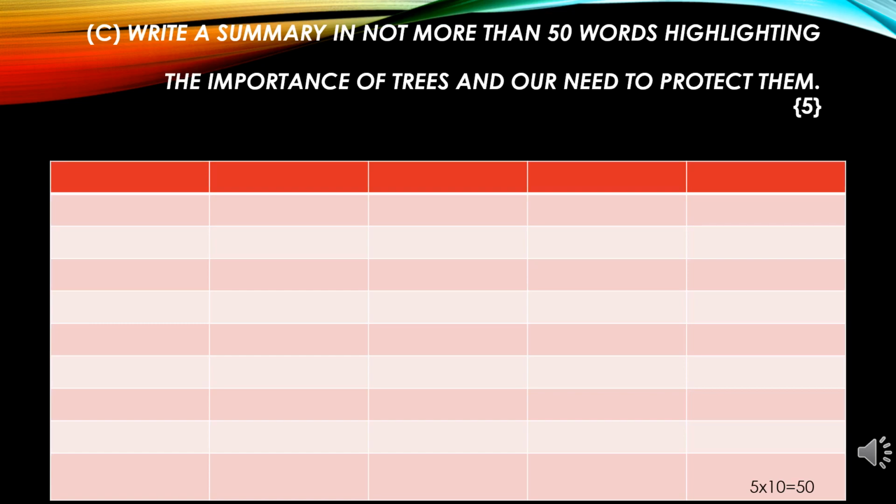Also remember, children, that a grid has to be drawn of 5 columns and 10 rows with the help of a ruler and pencil. Do not exceed the word limit, which is 50 words. You can write the keywords and then frame sentences of your summary.